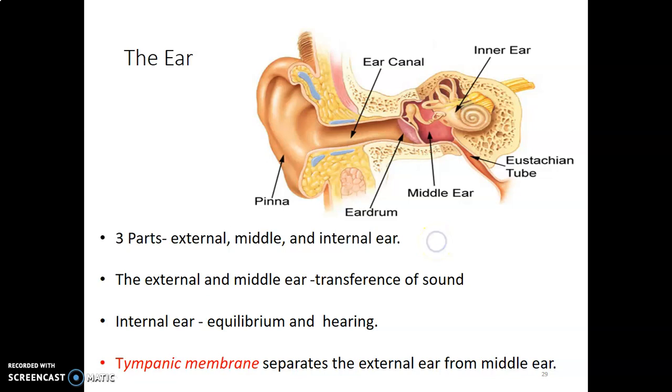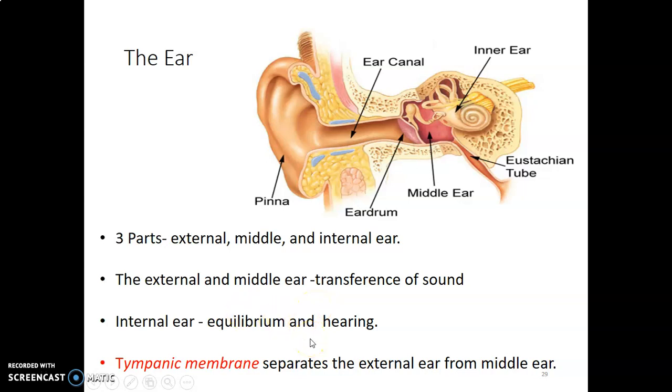So the next sensory organ we're going to discuss is the ear, and the ear has three parts. The external ear receives the sound and transmits it. Then you have the middle ear that transmits from the external ear to the inner ear. The external and the middle ear usually transmit sound, while the inner ear is mainly for hearing and equilibrium. That's where the receptors for hearing and equilibrium are located.